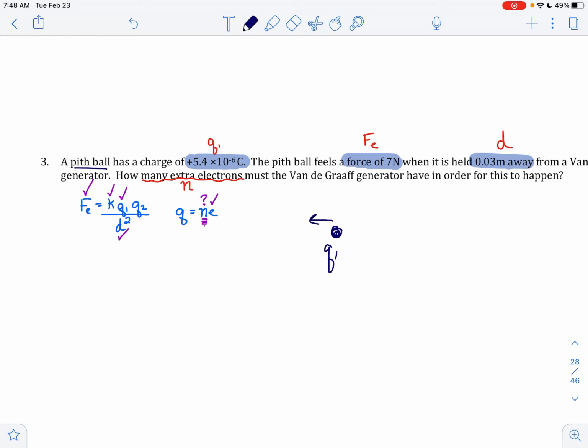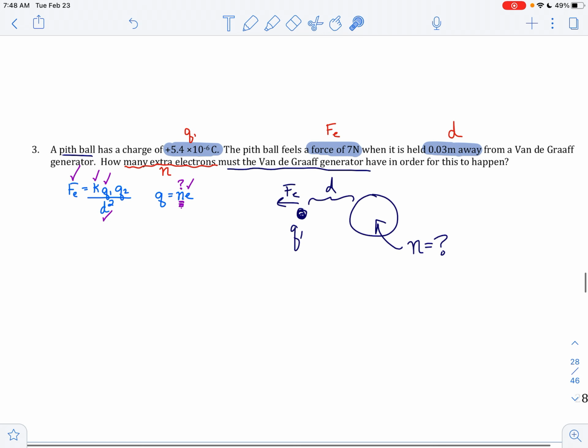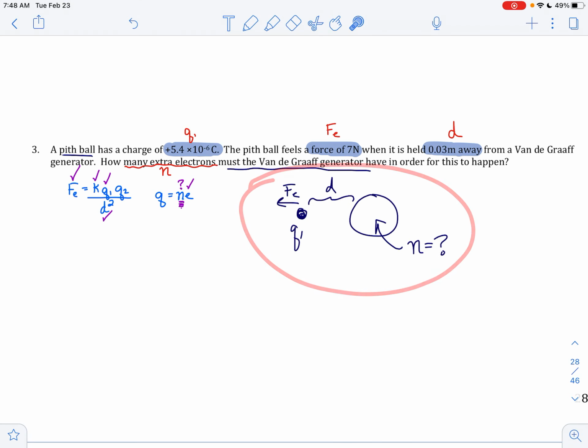And we know the force on the pith ball. And we know the distance between it and the big Van de Graaff generator. And we want to know how many electrons, this is going to be harder, must the Van de Graaff generator have? So we want to know how many extra electrons. So N equals what over here? While you may be tempted to say, oh, I have Q, and I want to find N, I can plug them in and I'm done, the picture tells us that's not true. The charge we're given is over here for the pith ball, but we want to know the number of electrons over on the Van de Graaff generator.